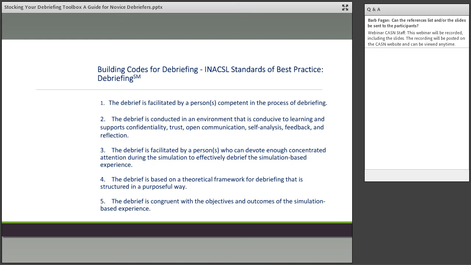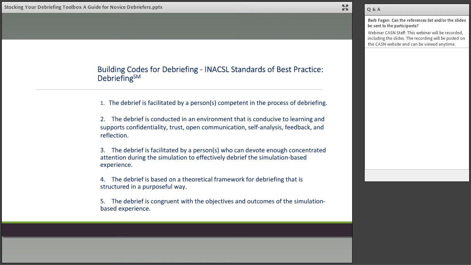The debrief is conducted in an environment that is conducive to learning, supports confidentiality, trust, open communication, feedback. Like I said, setting up in that pre-brief, the safe learning environment, the psychological safety of our participants. Now, number 3 is my absolute favorite.